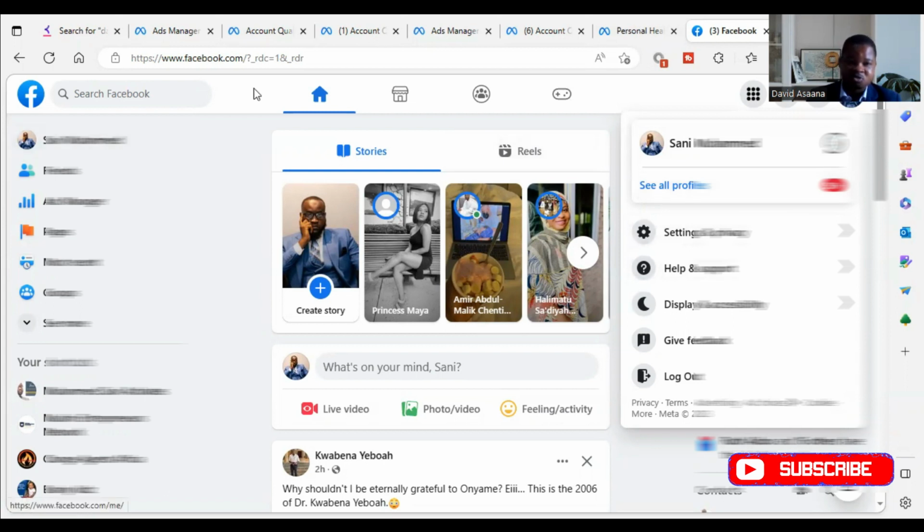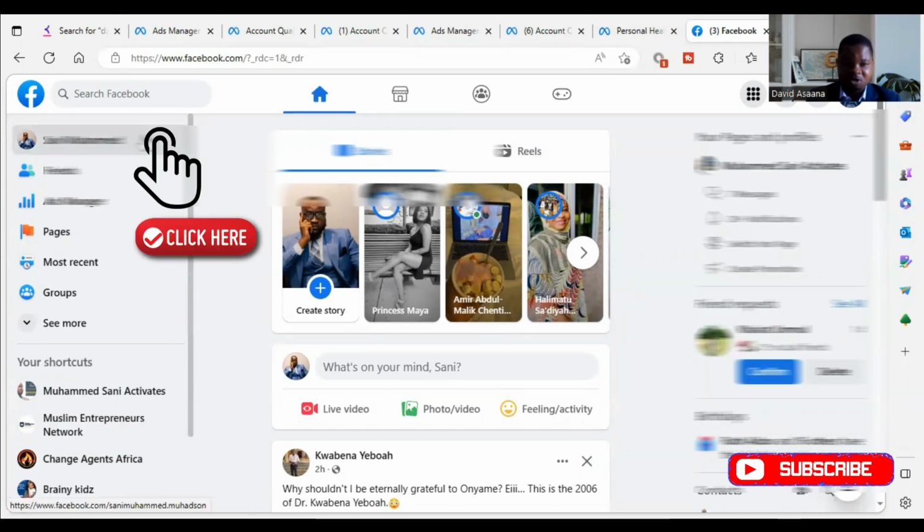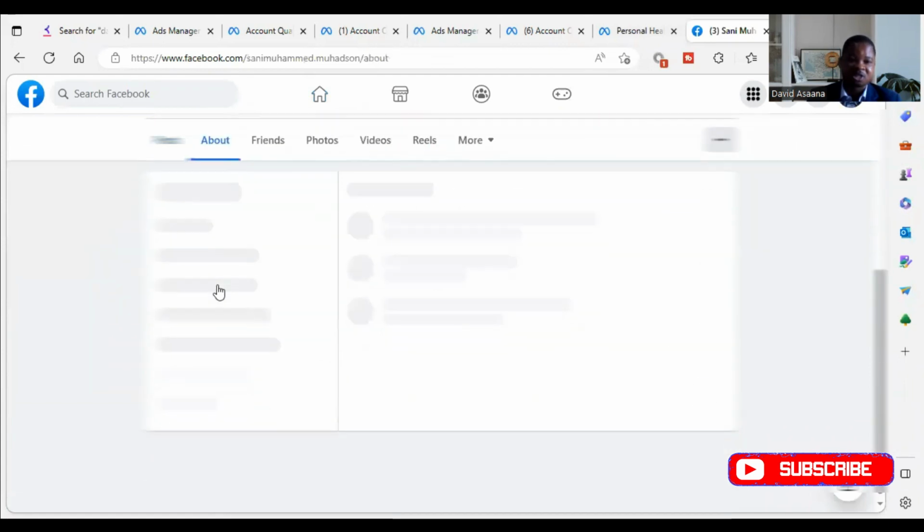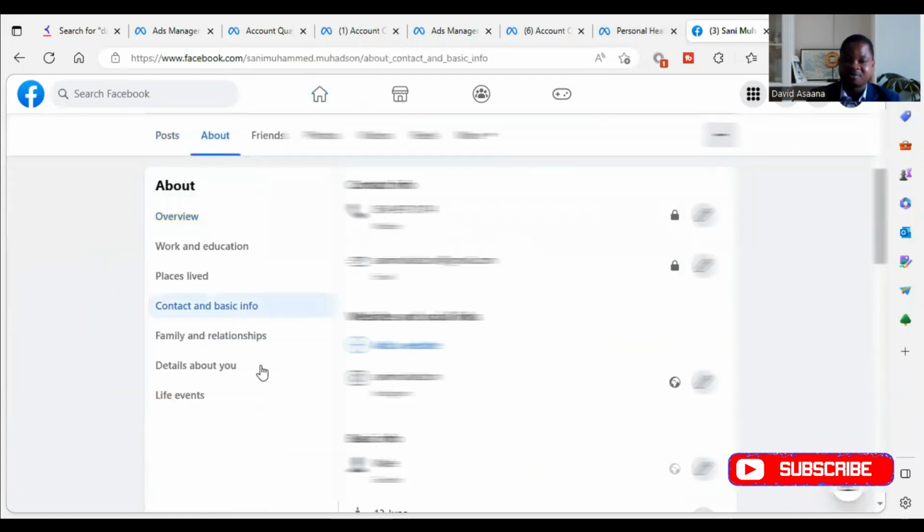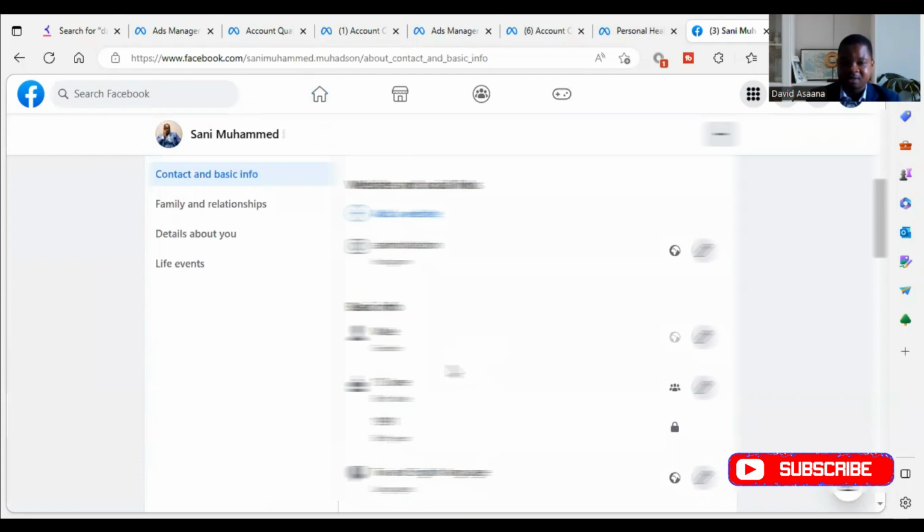And if your birth date is not matching, you click on your name on the top left-hand corner, then you go to the about section, check under contact and basic info. You see your birth date, with the month, the day, and the year written on it. So you also correct it. Okay, take notice of that.